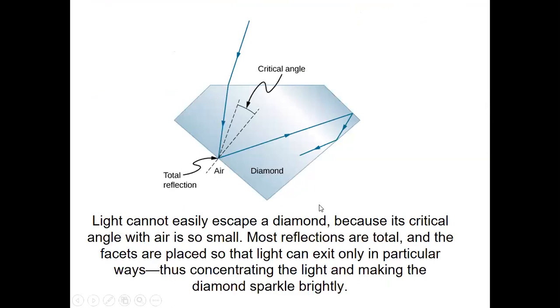So I mentioned diamond at one point, right? Diamond does have a high index of refraction. That means the critical angle is small. So the light cannot easily escape from diamond, because the critical angle with air for diamond is so small. Most of the light that enters the diamond will get internally reflected, so it's not escaping from the diamond.